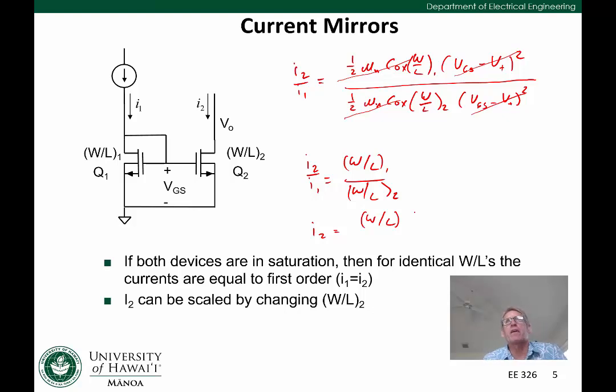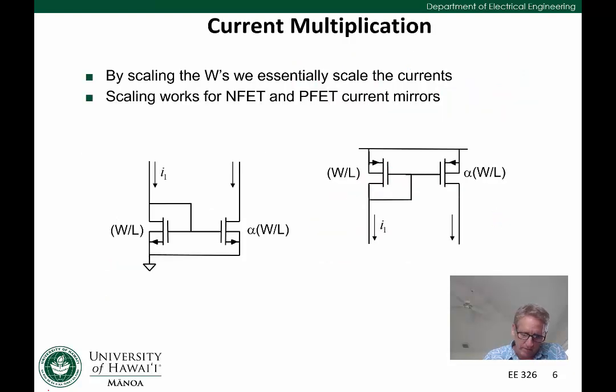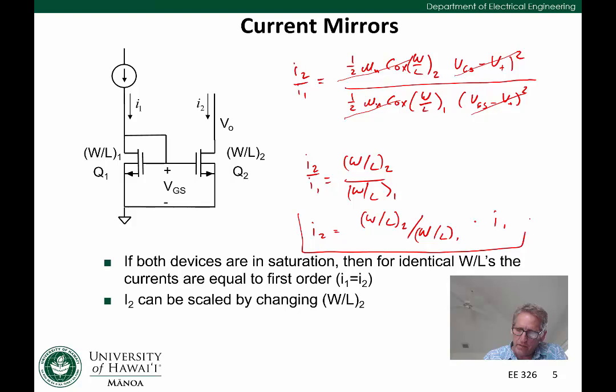I screwed this up a little bit, so let me just correct it. This should be W over L2 on the top, and this should be W over L1 in the denominator here. So that would mean this would become 2 and 1, and then this would become 2 divided by W over L1 times I1. And that's how a current mirror works.